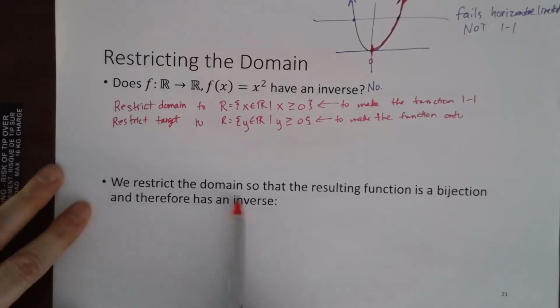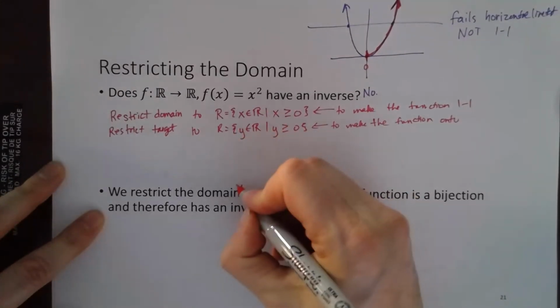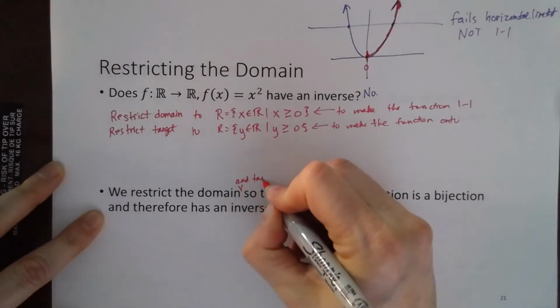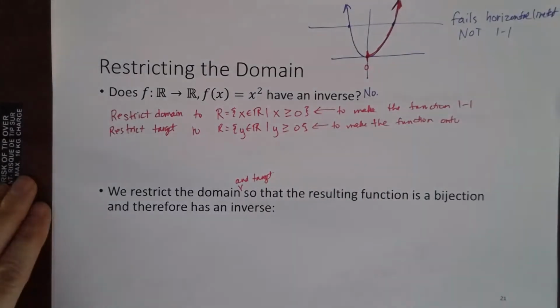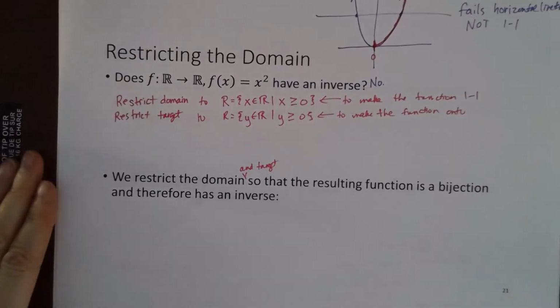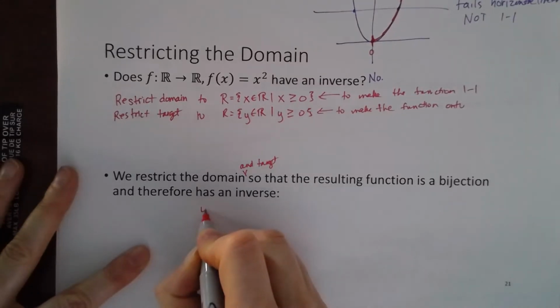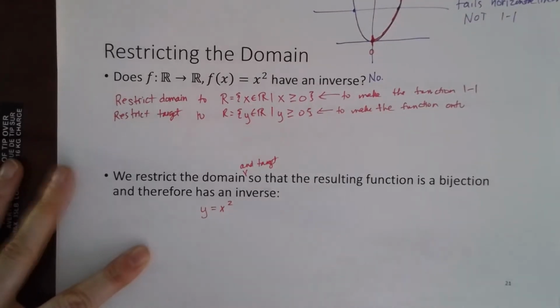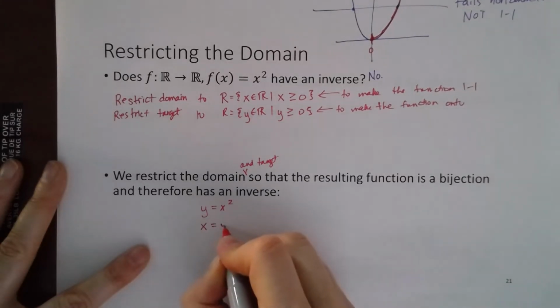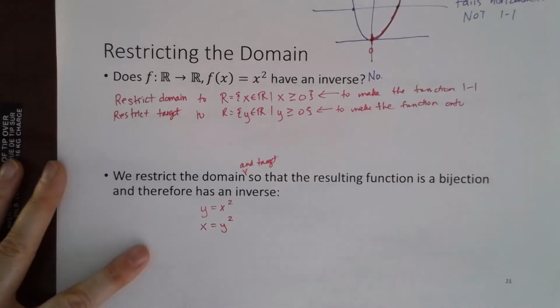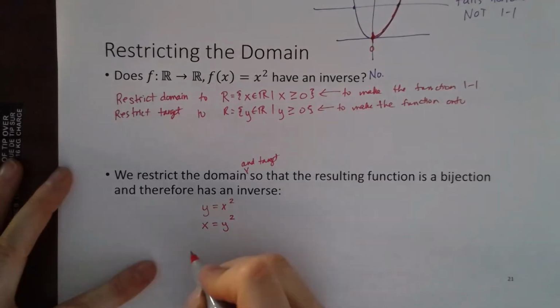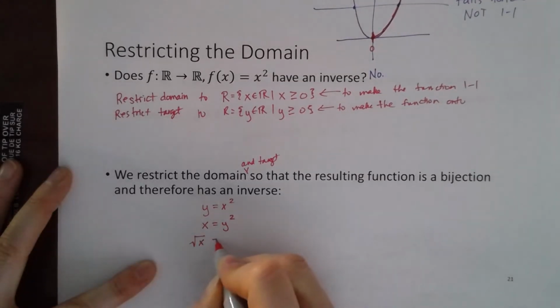So we've restricted the domain and the target so that the resulting function is a bijection. Therefore, it will have an inverse. And the way that we find the inverse is just the previous steps that we looked at. We would write this as y equals x squared. Then we would swap x and y, so I turn this into x equals y squared, and then solve for y by taking the square root of both sides.